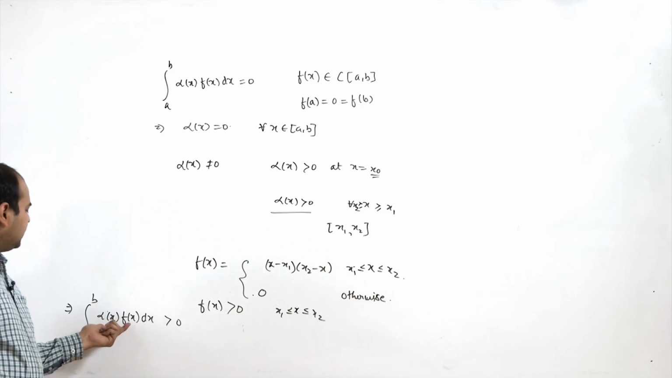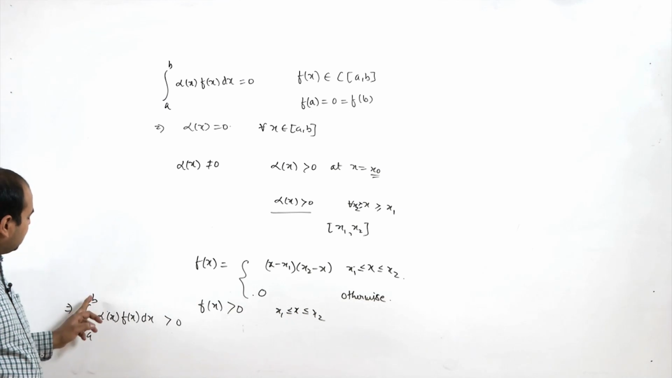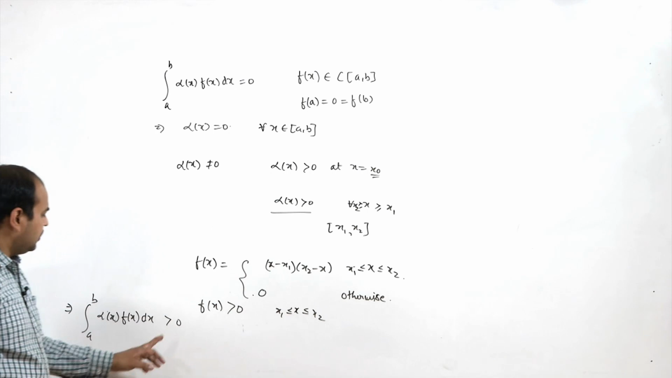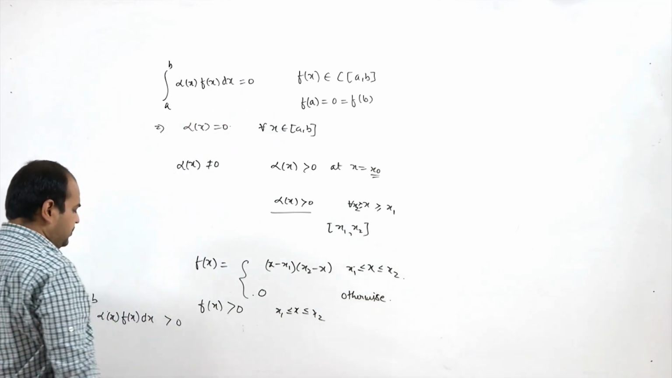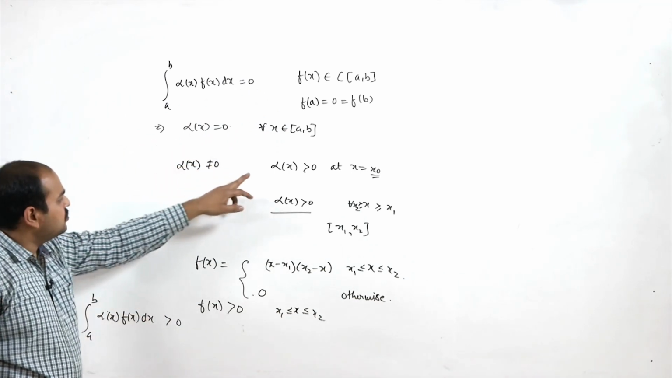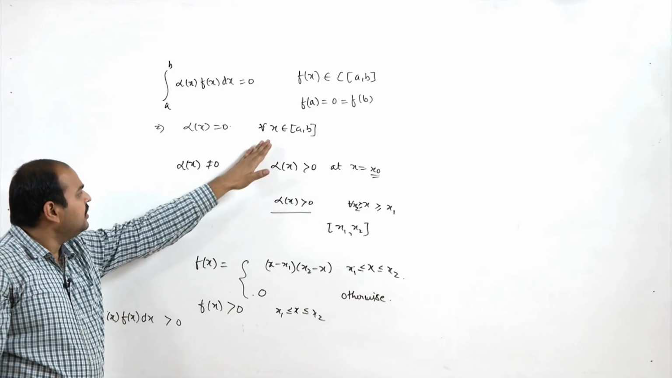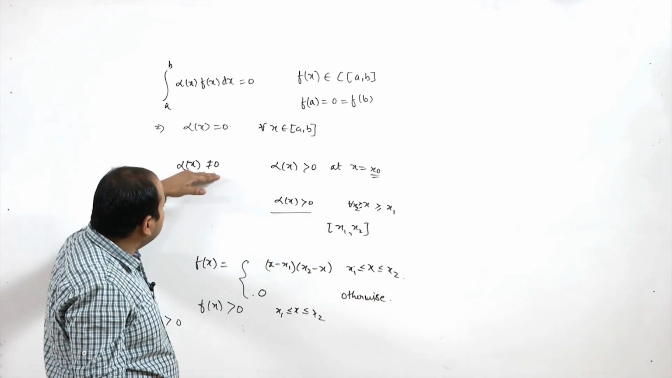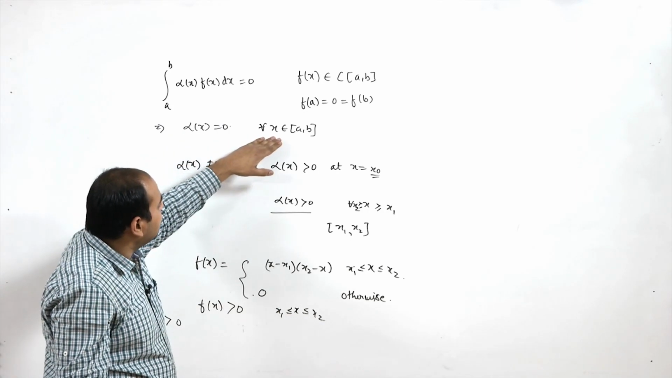Why? Because alpha x is positive in this region and f of x by definition is positive in this region, then the integrand is positive, and we are assuming that b is greater than a, so it is also positive. So, you can say that this is positive, which contradicts the assumption that it is equal to 0. So, this contradiction we are achieving because we have assumed that alpha x is not equal to 0 at some point inside this. So, it means that alpha x cannot be a non-zero value. So, it has to be 0 for the entire interval a b.